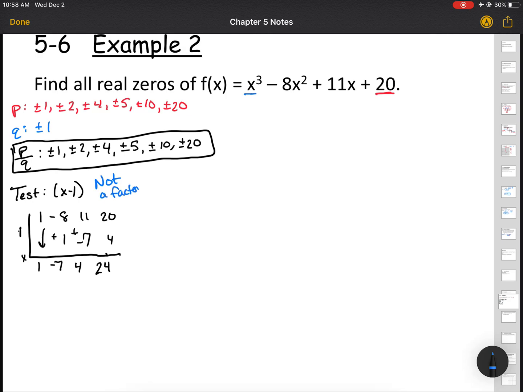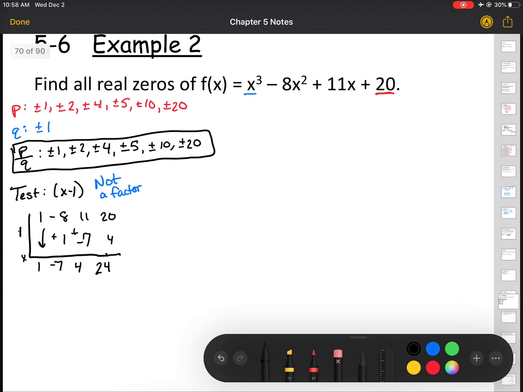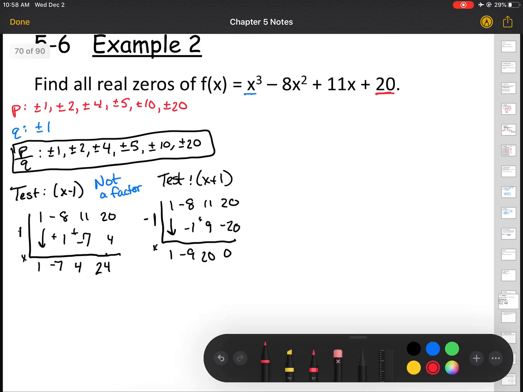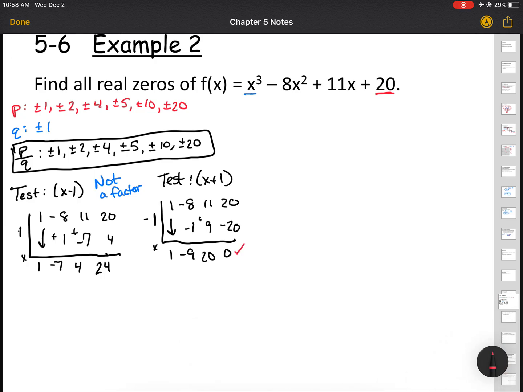Now I'm going to test the factor x plus 1. Same thing, do the L chart, but flipping the sign gives me negative 1, and the same coefficients. So I'm going to drop down my 1 and multiply, which gives me negative 1, and negative 9 when I add those. That gives me 20, and negative 20 makes 0. So since that is 0, that tells me x plus 1 is a factor of that polynomial, because that's my remainder. Here's my constant, my x term, and my x squared term.